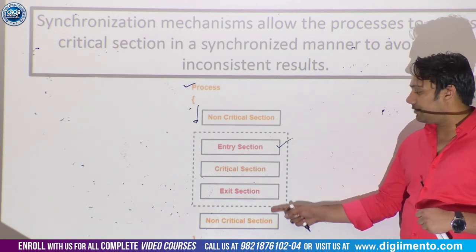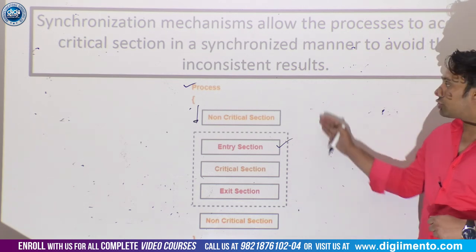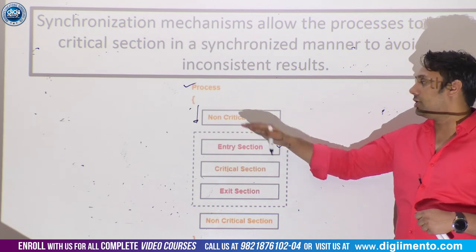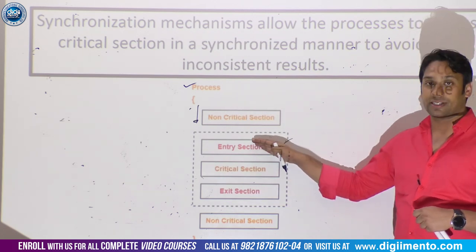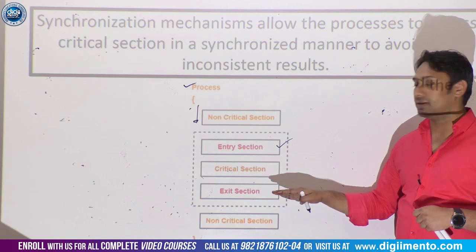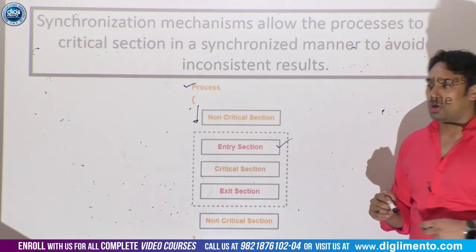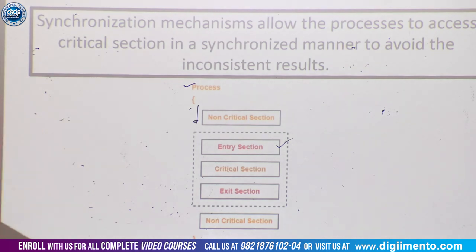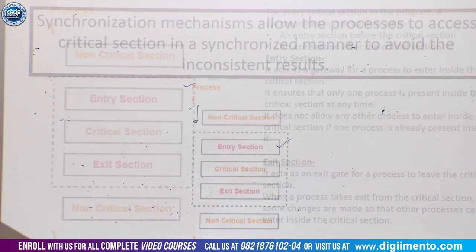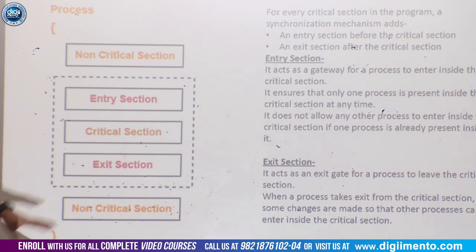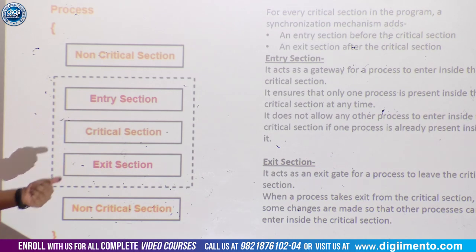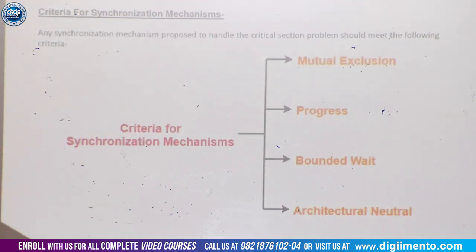And after this, we can go to a non-critical section. So basically, every process here will have these kinds of sections. That is a non-critical section, then we'll have an entry section, then a critical section, then an exit section, and then we can have a non-critical section. Is it clear? Itna clear hai sabko? Any doubts in this? This is just a definition of each of these sections. I think I've already explained to you what each section is. We have an entry section, we have an exit section. I've already told you these definitions.